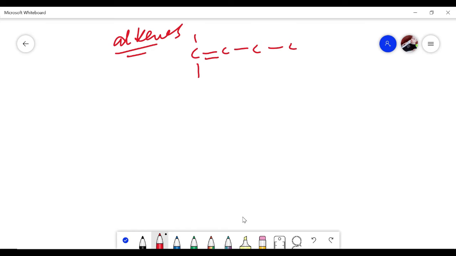1, 2, 3 and 4. Every carbon should be satisfied with 4 valences. So let me rewrite this once again.